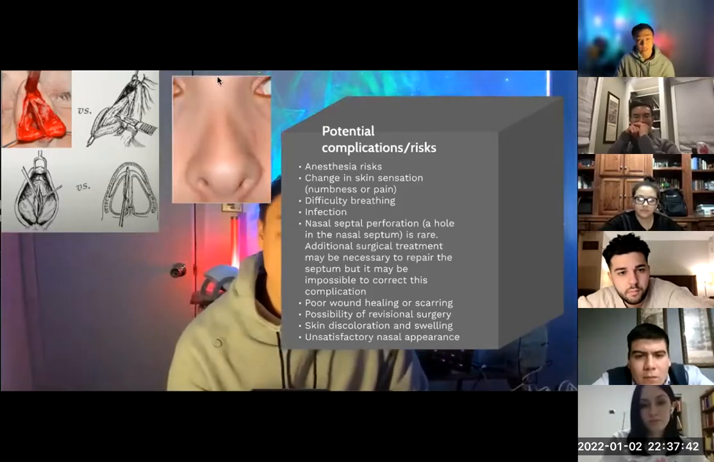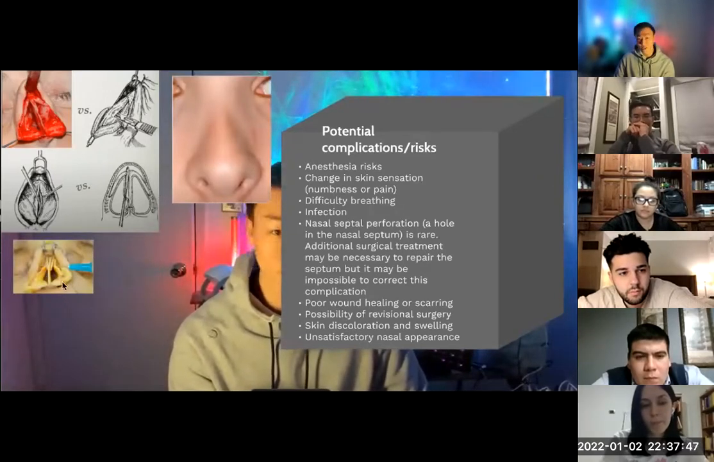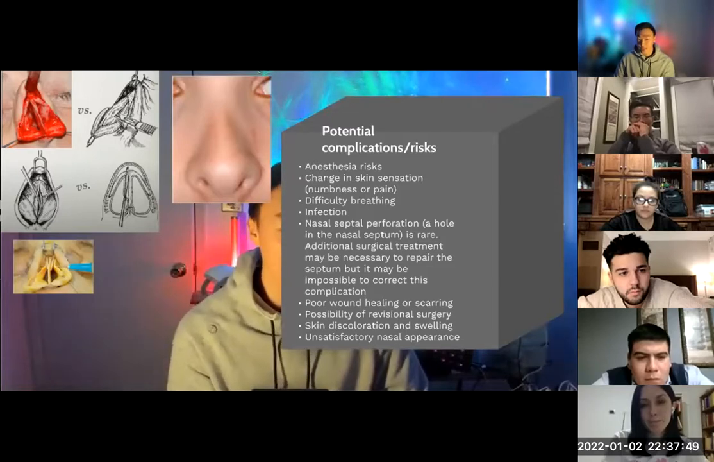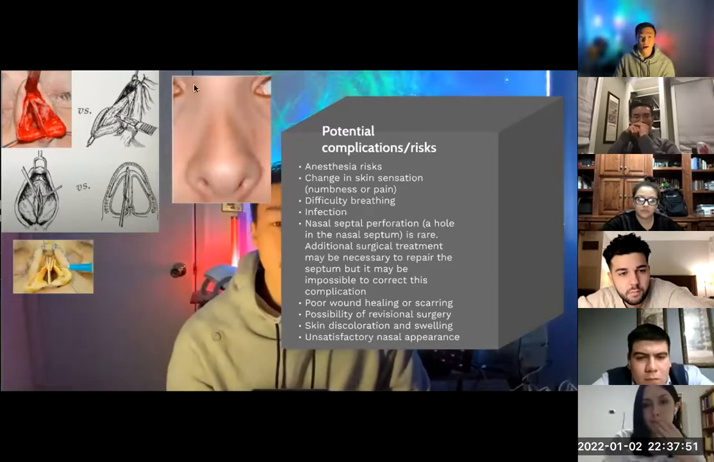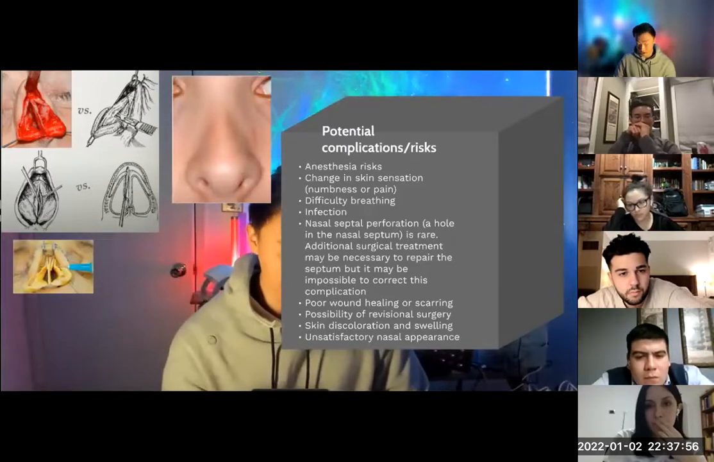So we could use these spreaders or autospreader grafts to be able to lateralize the upper cartilages so they're more in line with that same nasal bone they're part of. So these spreader grafts basically help reconstitute that internal nasal valve.